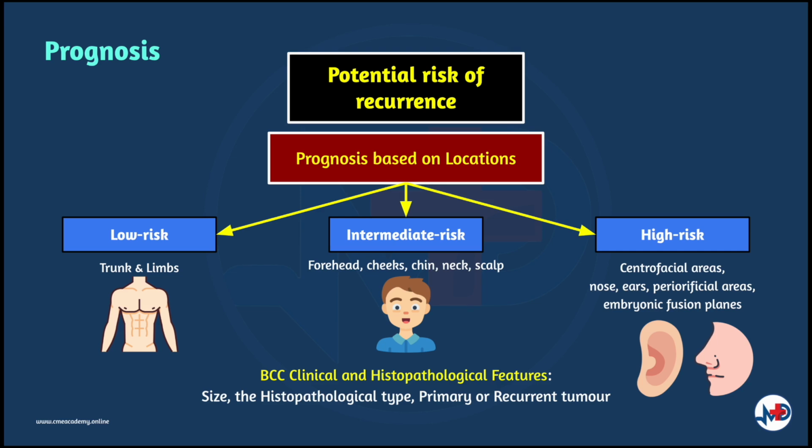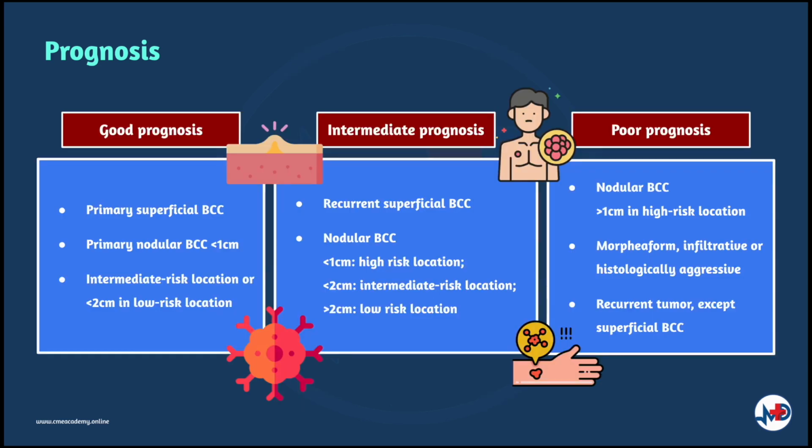The clinical and histopathological features such as size, histological type, and primary or recurrent tumors also contribute to the prognosis. Primary superficial basal cell carcinoma and primary nodular basal cell carcinoma of less than 1 cm have better prognosis. The same goes for lesions of less than 2 cm in intermediate-risk locations or low-risk locations.